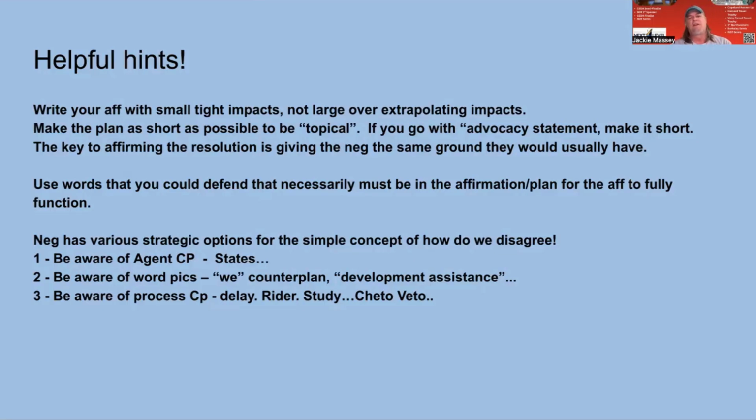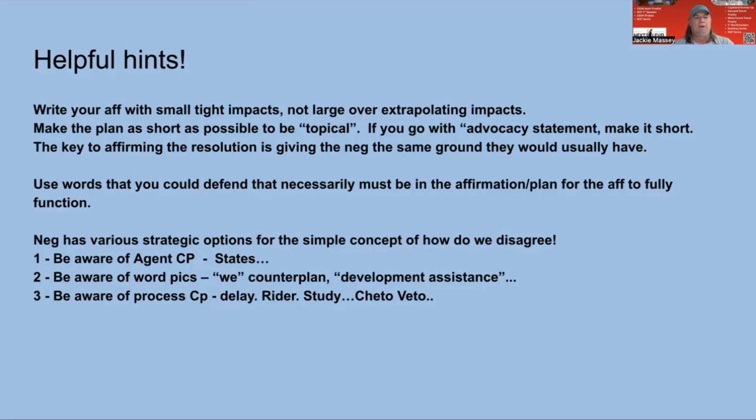Neg has various strategic options for the simple concept of how do we disagree. So you got to think about those, like agent counterplans, the state. Whenever you randomly say the resolution, be aware of the word picks like the we counterplan or the development assistance argument. If your topic says you got to give development assistance, there's a critique of that term. And so sometimes when people affirm with those terms, you can pick out of those terms, read offense of those terms, and really that's kind of an easy win. All in all, if you look at true argument theory.